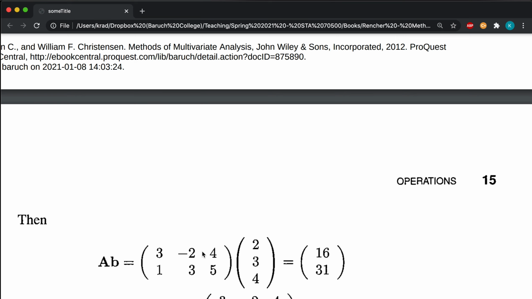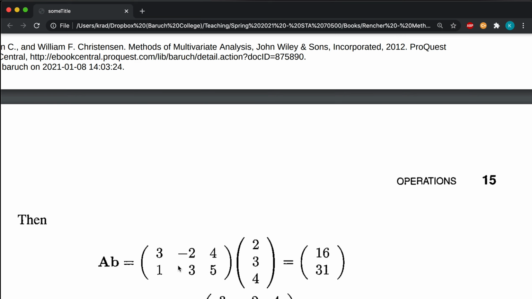You have a 2 by 3 matrix, and you have a 3-dimensional vector. So for Ab, you have the inner product of this row vector with this column vector. So you have 2 times 3 minus 2 times 3 plus 4 times 4, which gives you 16, the first element. For the second element, you have 1 times 2 plus 3 times 3 plus 5 times 4, which gives you 31.